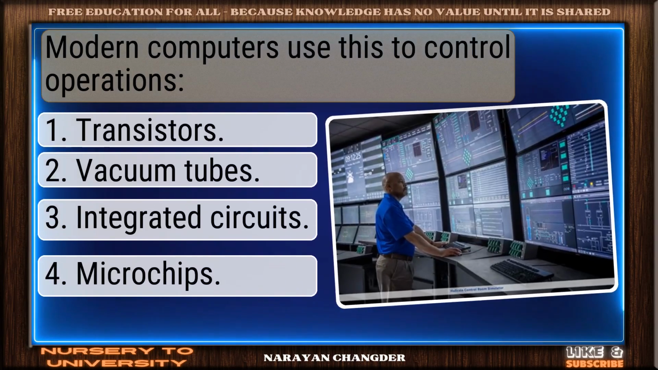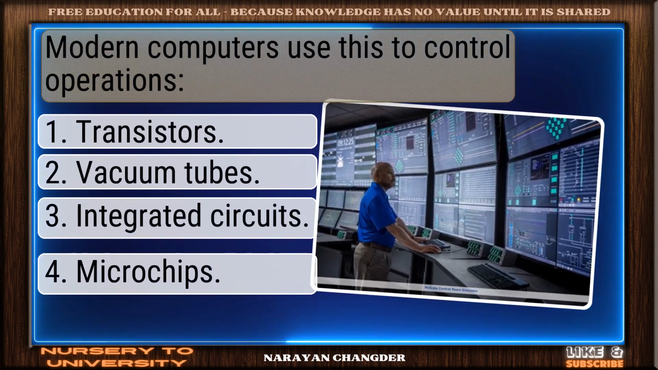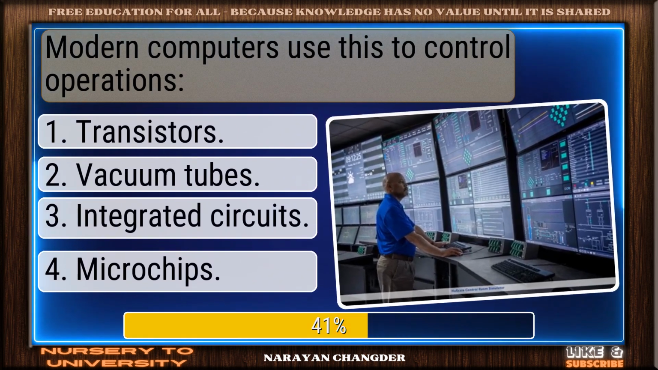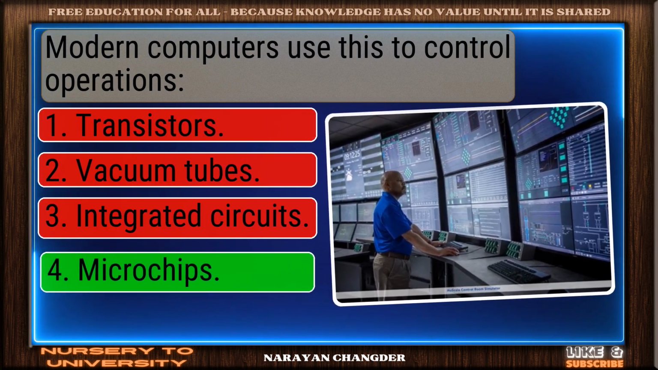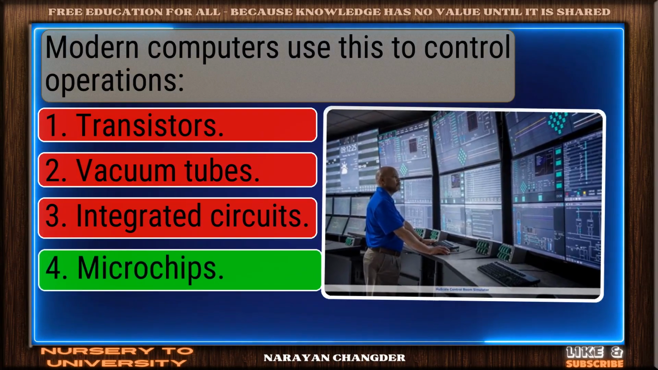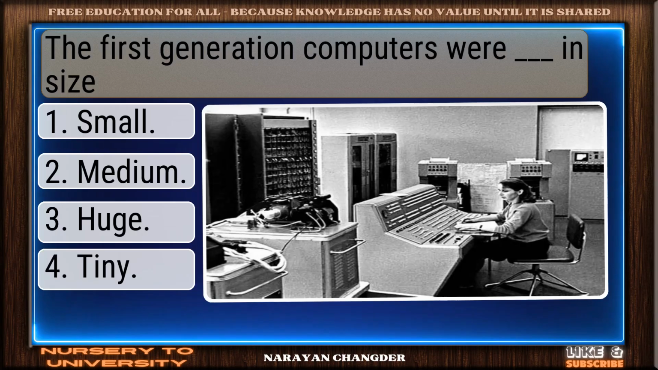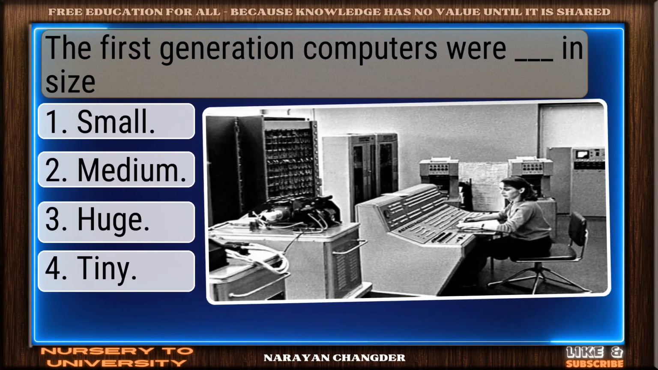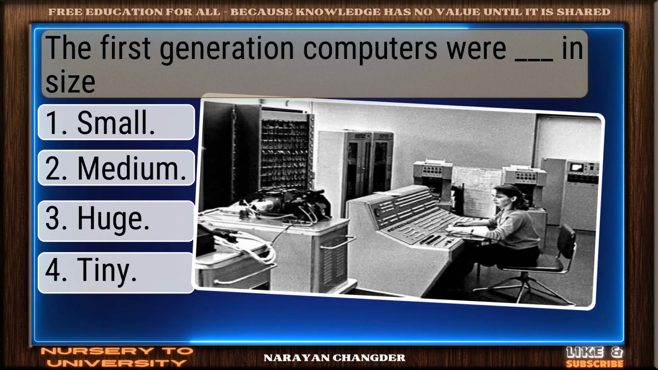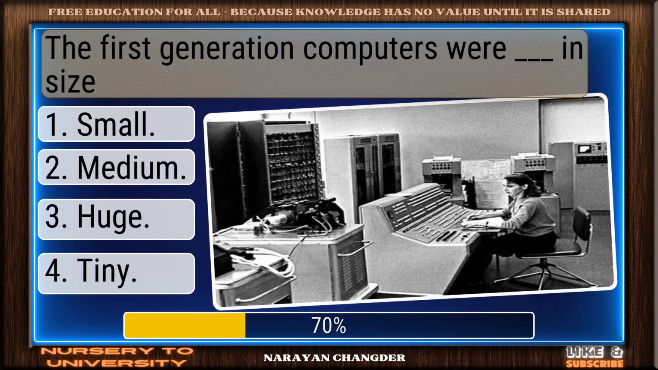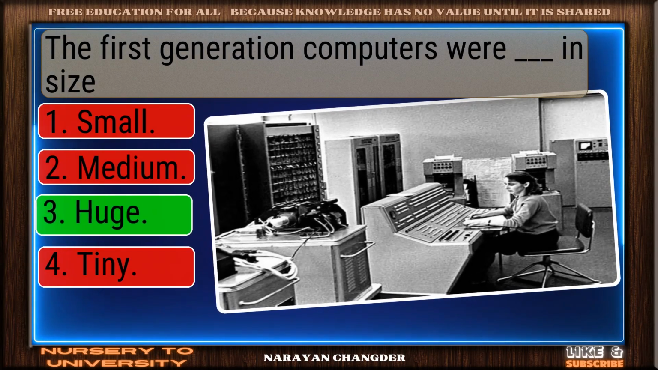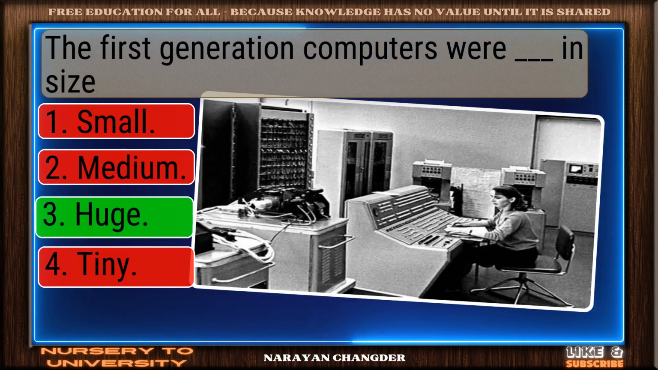Question number 17. Modern computers use this to control operations. Correct. Microchips is the right answer. Question number 18. The first generation computers were dash in size. Well picked. Huge is the correct answer.